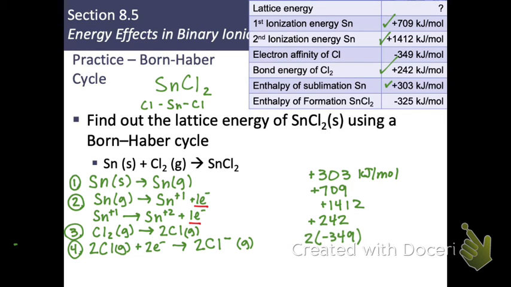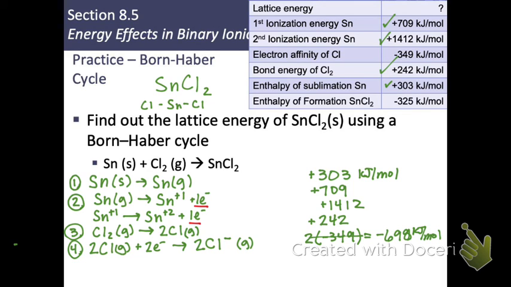Okay, so that gives me what? Did you guys multiply that already or not? Negative 698 kilojoules per mole.